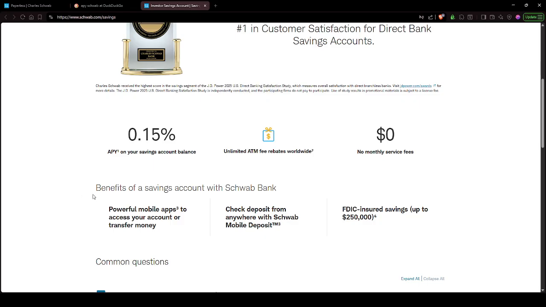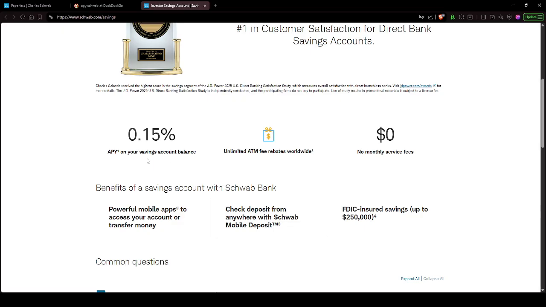To start, visit the official Charles Schwab website. This will ensure you are getting the most accurate and up-to-date information. Once on their homepage, look for the section dedicated to banking or savings accounts. Here you should find details on various accounts offered by Charles Schwab, including the current APYs.